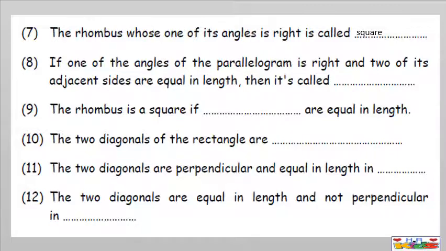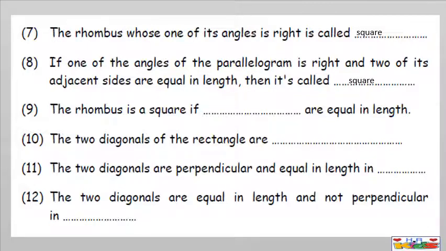Number 8. If one of the angles of the parallelogram is right and two of its adjacent sides are equal in length, then it's called. يا ترى هيكون اسمها ايه؟ قال لو one angle right و two adjacent sides are equal يبقى الباراليلوجرام عملنا له تشينج حاجتين اهو. خلينا الانجلز بتاعته تبقى right وعنده two adjacent sides اللي جنب بعض كمان يبقى equal, then it's called square. Number 9. The rhombus is square if what are equal in length.